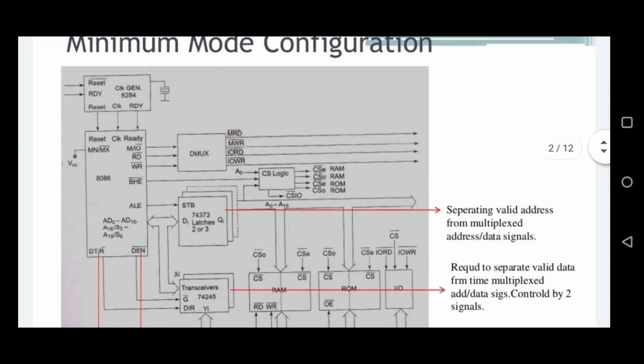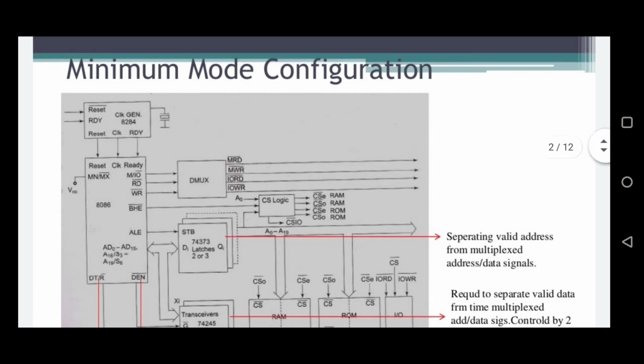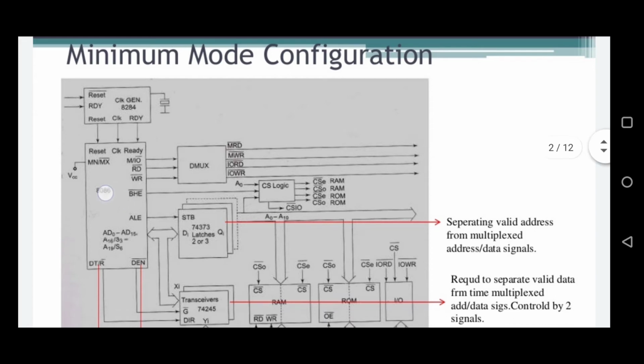Next is the DMUX, that is the demultiplexer. This demultiplexer gives more signals, that is MRD, MWR, IORD and IOWR. These are the signals for read and write operations for memory and input output devices. And the top block is the clock generator, that is 8284. This clock generator is used to generate the machine cycles, that is clock cycles. That is the main function of this clock generator.